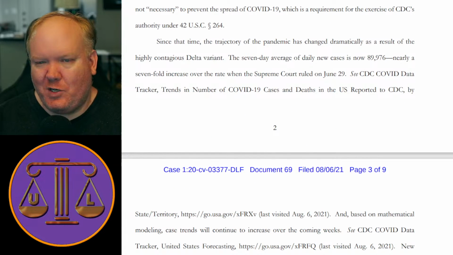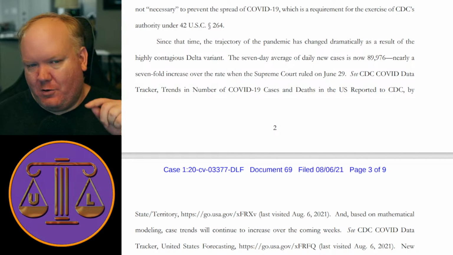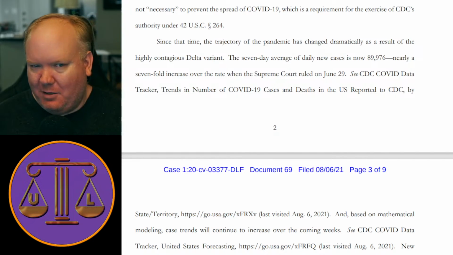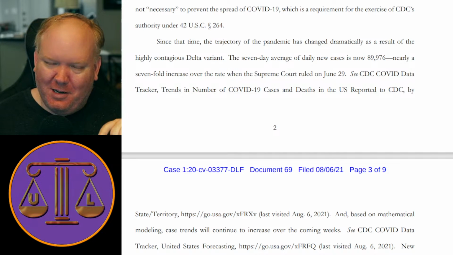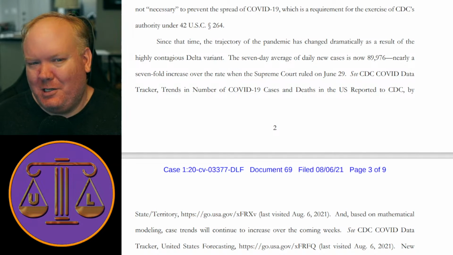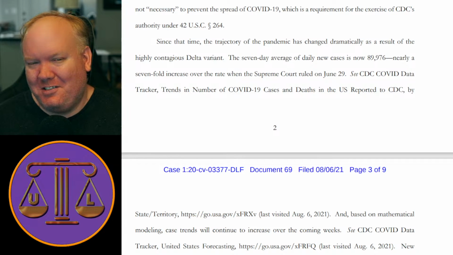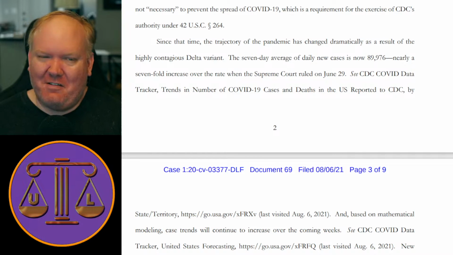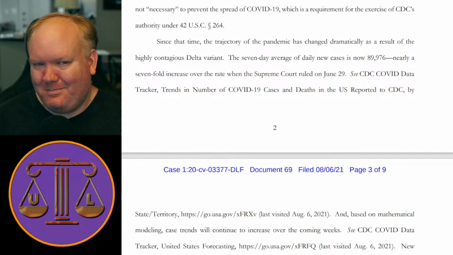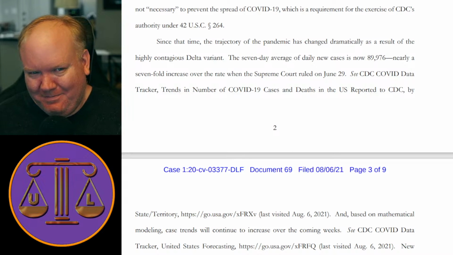Since that time, the trajectory of the pandemic has changed dramatically as a result of the highly contagious Delta variant. And just for future reference, you can strike out the word Delta and write in, in other words, the pi variants, the phi variants, the omega variants, dun, dun, dun, the lambda variants. Lambda doesn't get enough love. The epsilon variants.